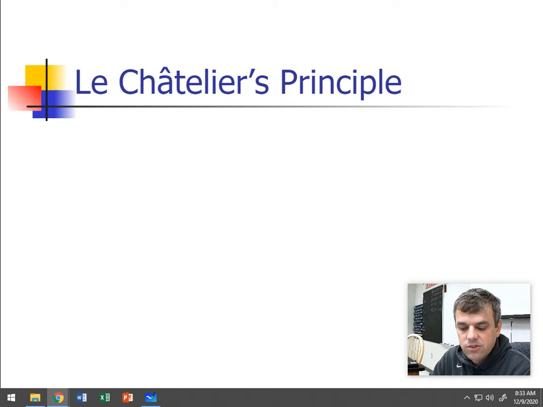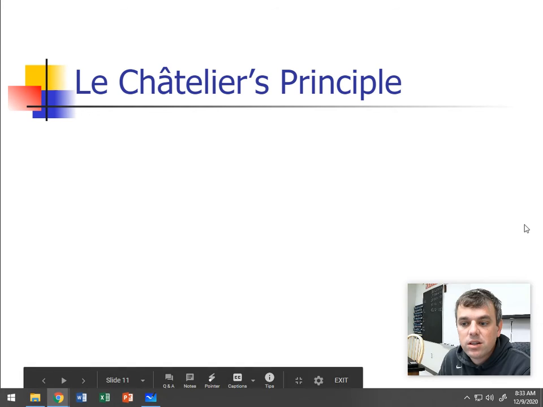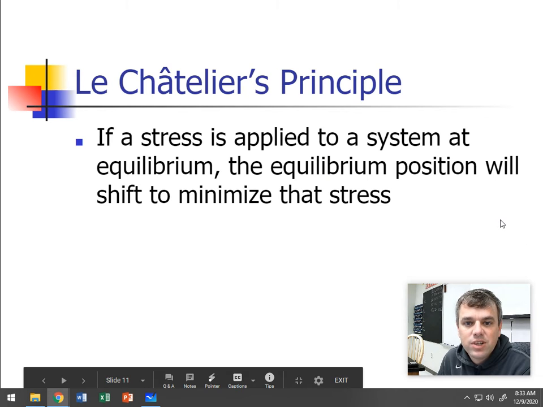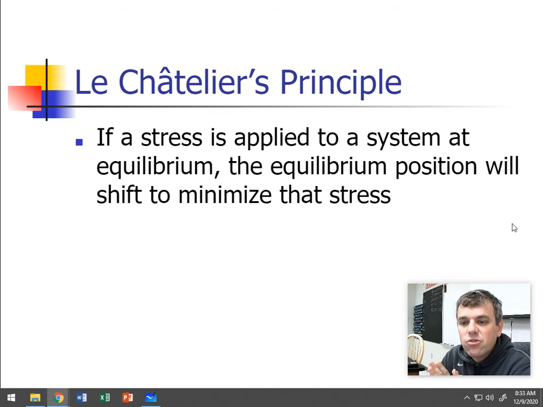Greetings, chemistry students. Today we're going to reach the conclusion on chemical equilibrium by talking about something called Le Chatelier's principle. What Le Chatelier's principle says is that if you have a system at equilibrium and you apply some sort of stress or disturbance to that equilibrium, then the reaction will shift to either the reactants or the product side in order to minimize that stress, or in other words, to try and undo what you just did.